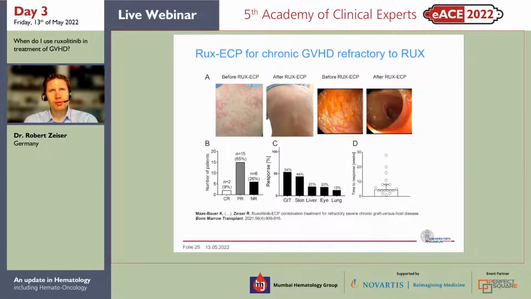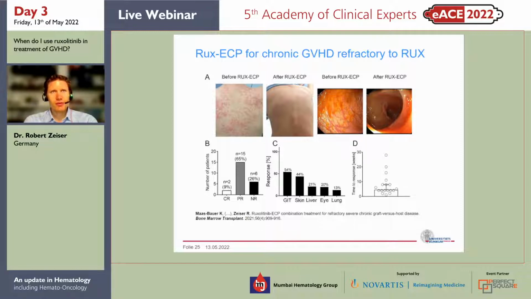ECP probably has a different mechanism of action compared to ruxolitinib. It is known that ECP is based on the effect of apoptotic cells that are being infused into the patient, and this induces tolerance, induces myeloid cells to be more tolerant, and increases the frequency of regulatory T cells.